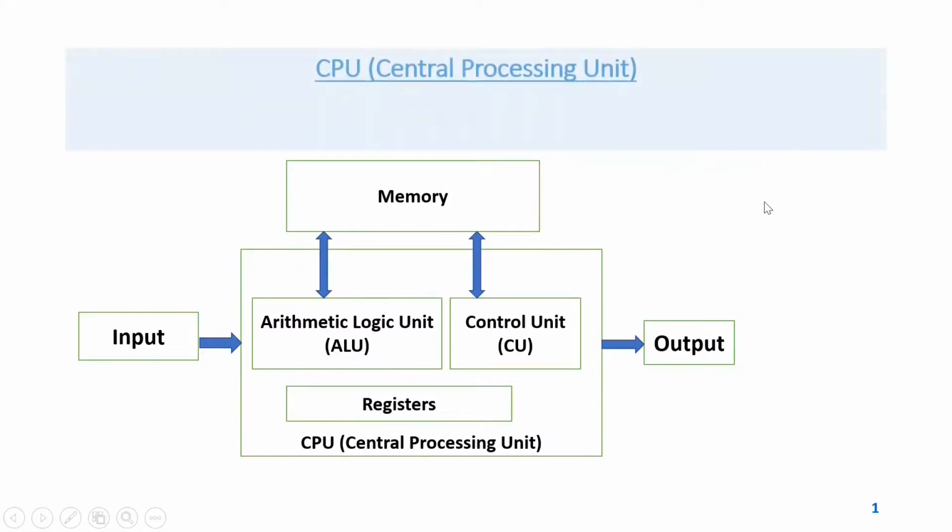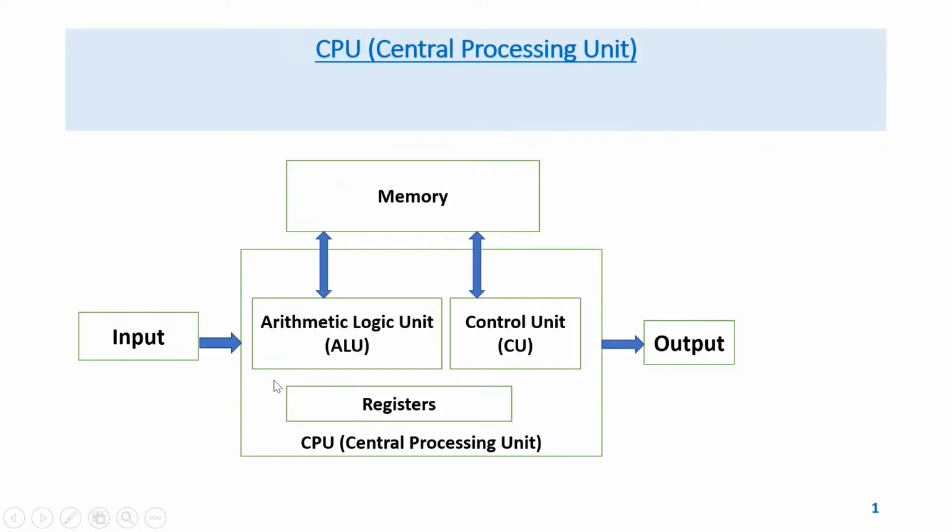CPU, central processing unit. The CPU has an arithmetic logic unit, a control unit, and some registers. These are the basic constituents of a CPU. The arithmetic logic unit does the arithmetic and logical calculations, the control unit controls the instructions coming to the CPU, and the registers store the data and instructions. From the outside world, it will interact with this memory.